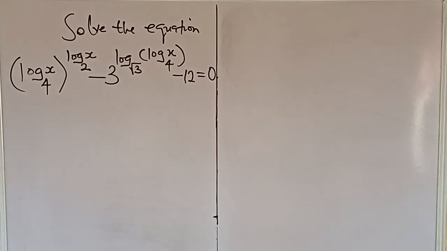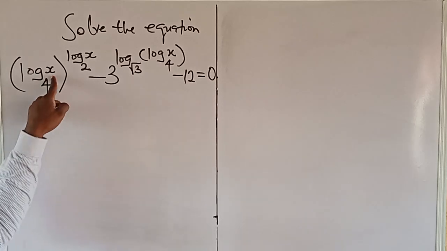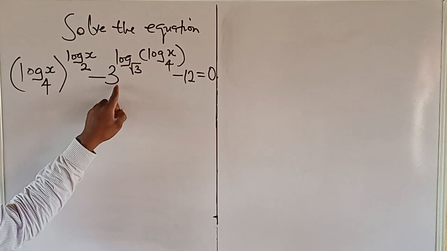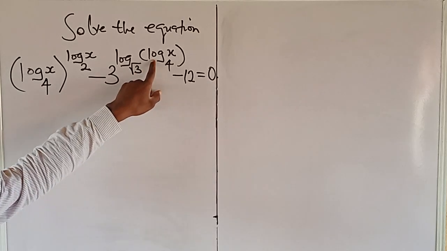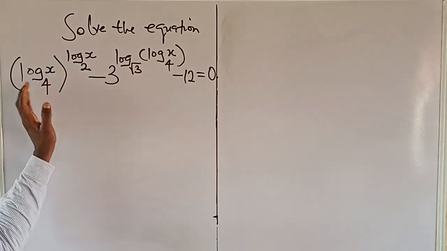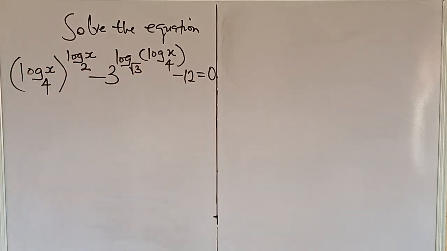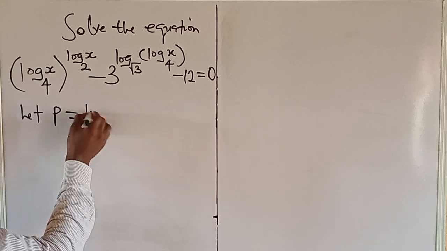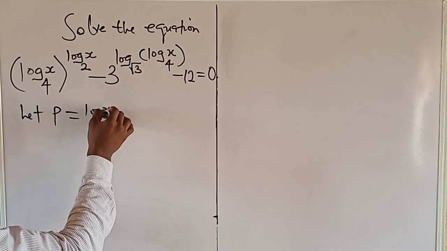Now we shall make use of suitable substitutions. If you observe it carefully, you see that each term contains the expression log to the base 4 of x. In the first term, you see it as the base, and in the second term, you see it as the index. Because this expression is common to both terms, we shall make a substitution for it. So we can say let p be equal to log to the base 4 of x.